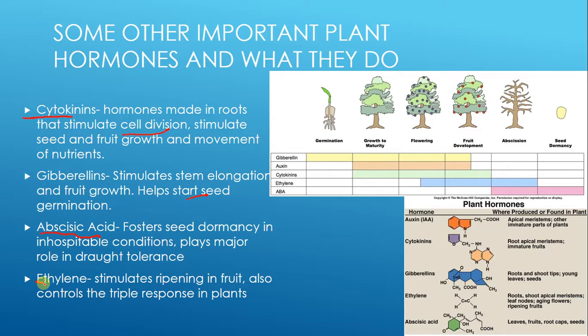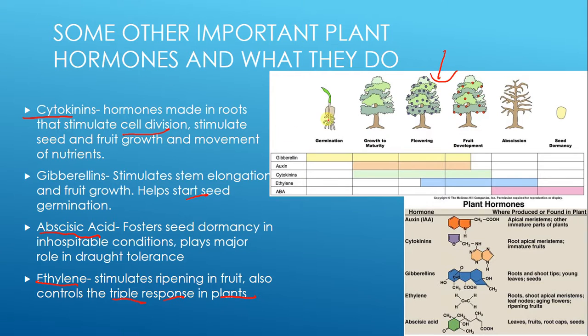And then there's ethylene. Ethylene is really important because it stimulates the ripening of fruit. That's why if you put fruit in a brown paper bag, it will ripen more quickly because that ethylene is trapped in the paper bag. And it also controls what's called the triple response in plants, which we'll talk about here in the next page.